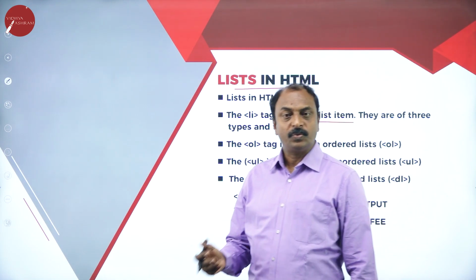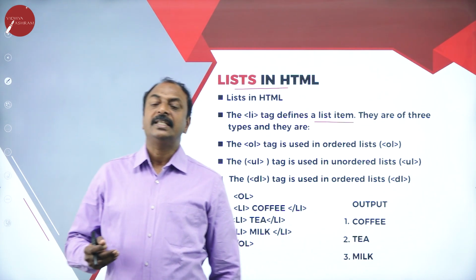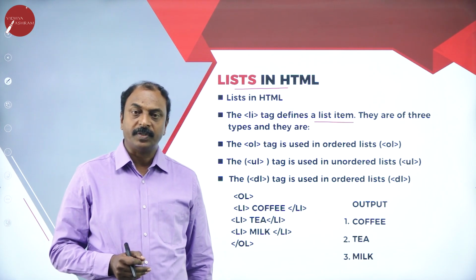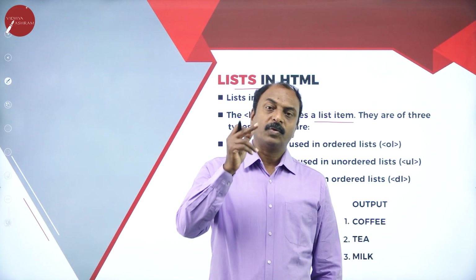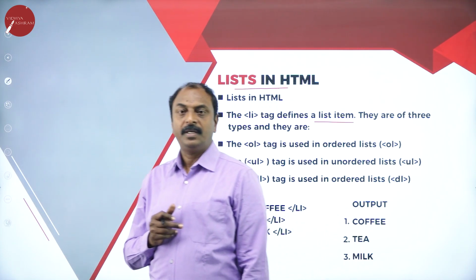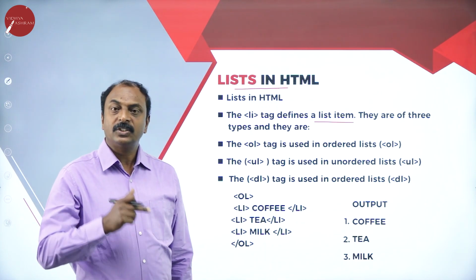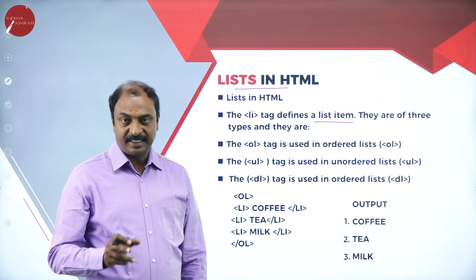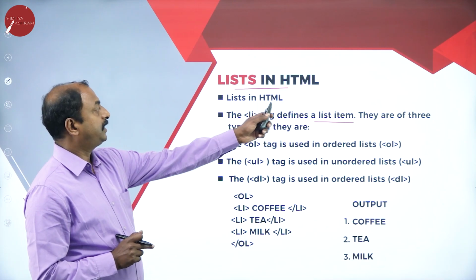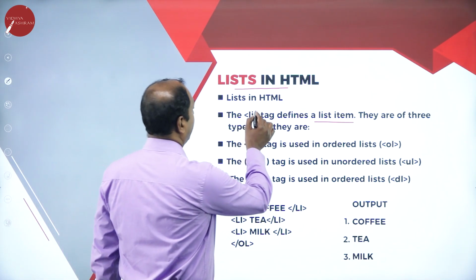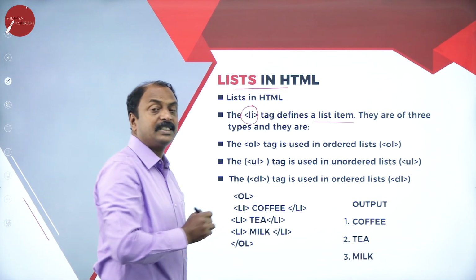Say, a list of students. Whenever we say a list of students, we start with serial numbers 1, 2, 3, 4, or maybe Roman numerals 1, 2, 3, or maybe with letters A, B, C, and so on. So they are called lists. Similarly, it is possible to have a list even in HTML. Here we are using the LI tag. It stands for list item.